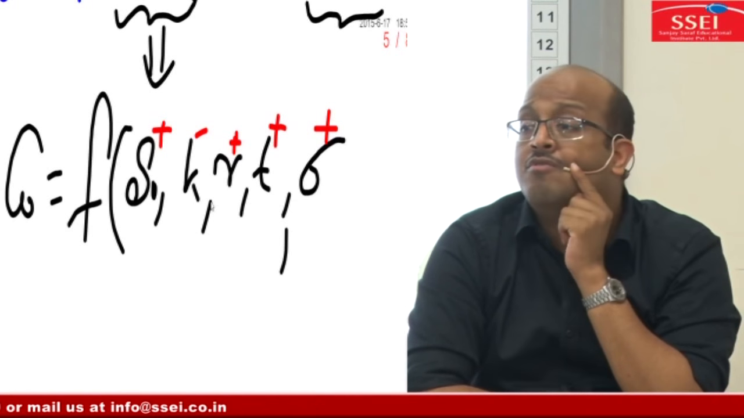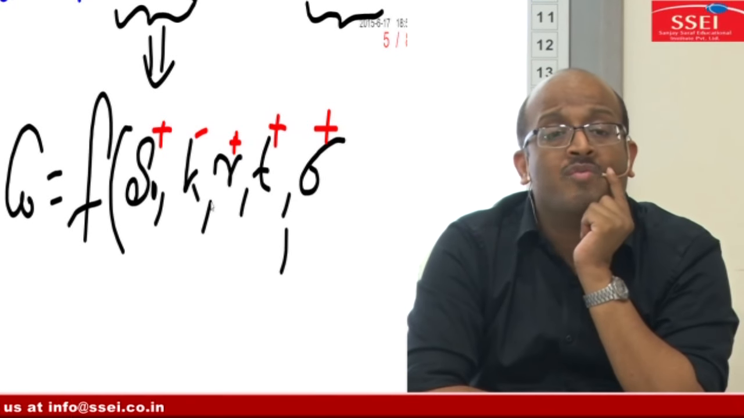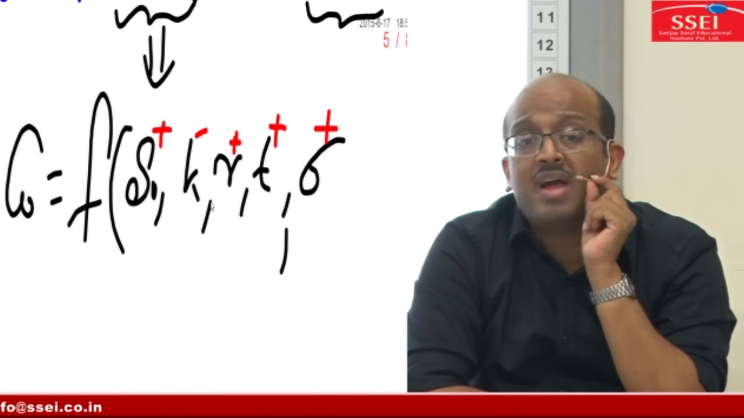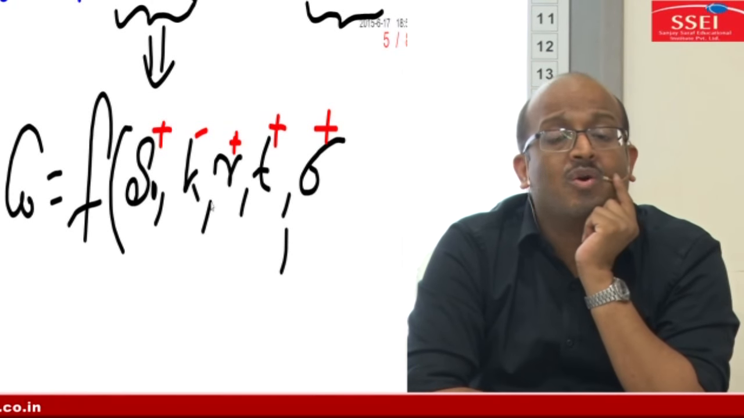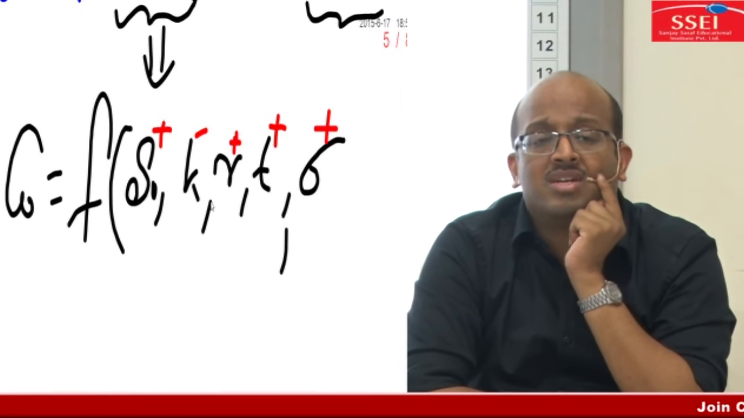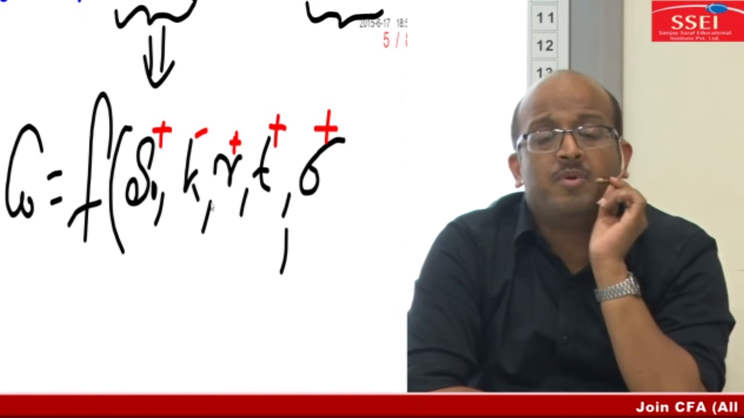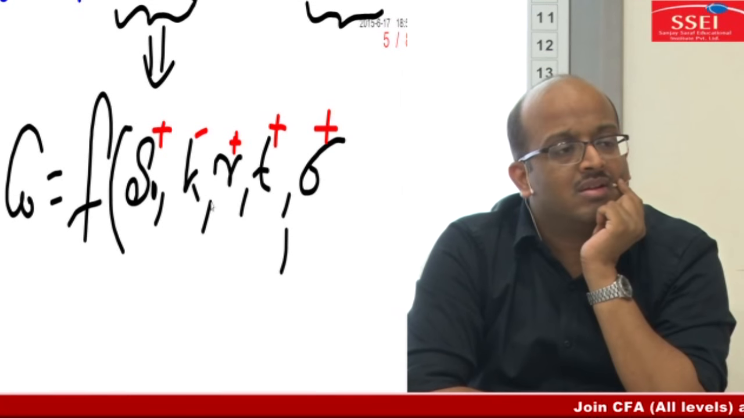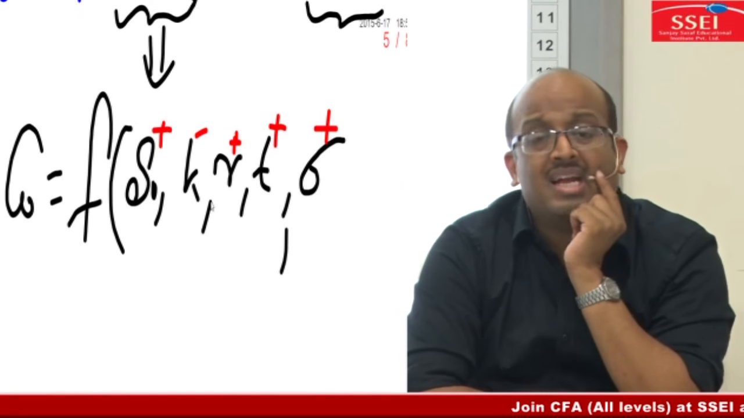So the Black-Scholes model is considered to be a great and elegant model because 4 out of the 5 inputs are known with certainty. What are the 4 inputs? Stock price, strike price, interest rate, and time. What is the input which is not known? Volatility. That is not known.